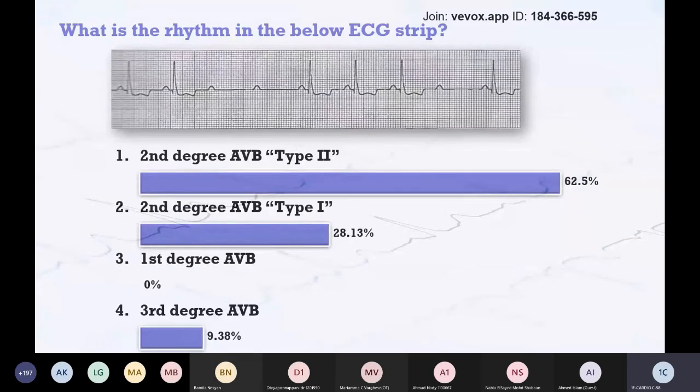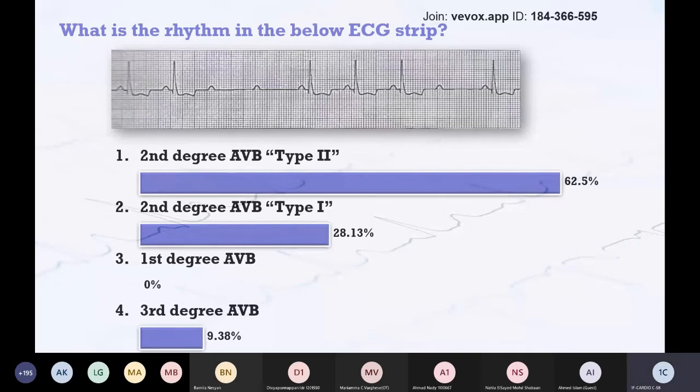So 62% said type 2, 28% said type 1, and still 9% say third degree. But I told you guys that we can rule out first and third degree. So those who chose third degree were not listening. Anyway, let's choose between the first choice and the second one.